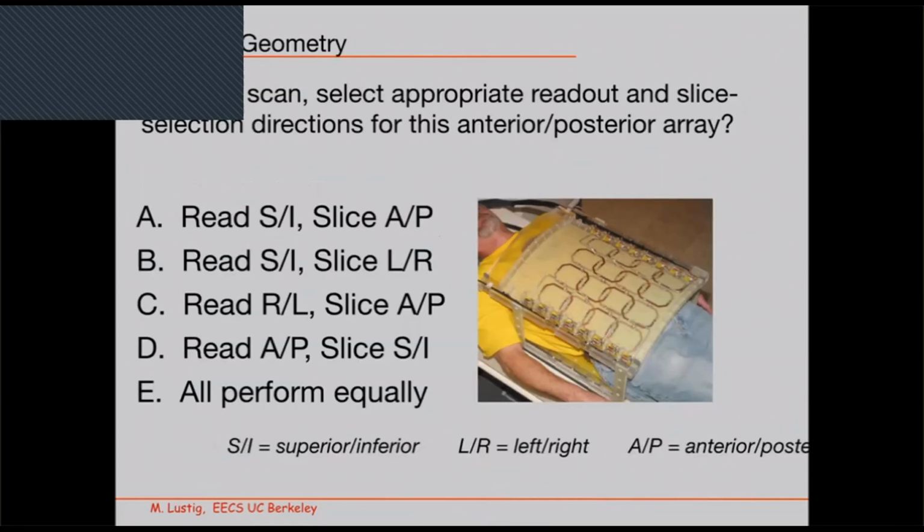All right, here's a question. For a 3D scan, select the appropriate readout and slice selection direction for this anterior posterior array. This array has 4 by 4 elements, and on the back has 4 by 4 elements. What is the best choice for readout and slice selection for this case? Not a trivial answer.